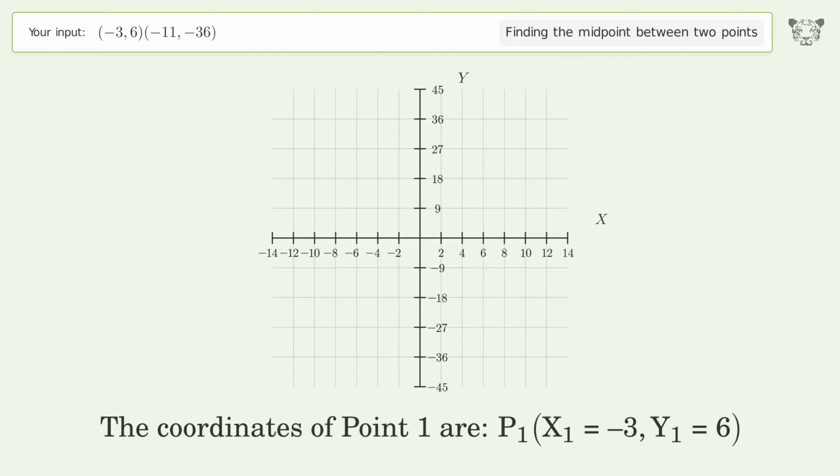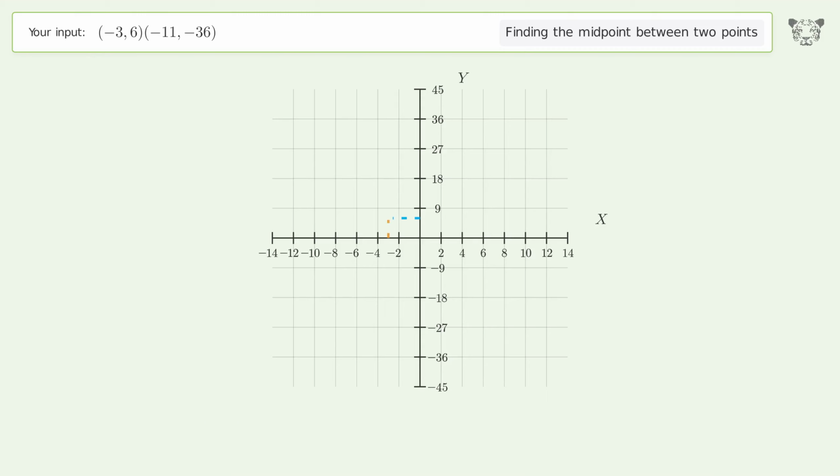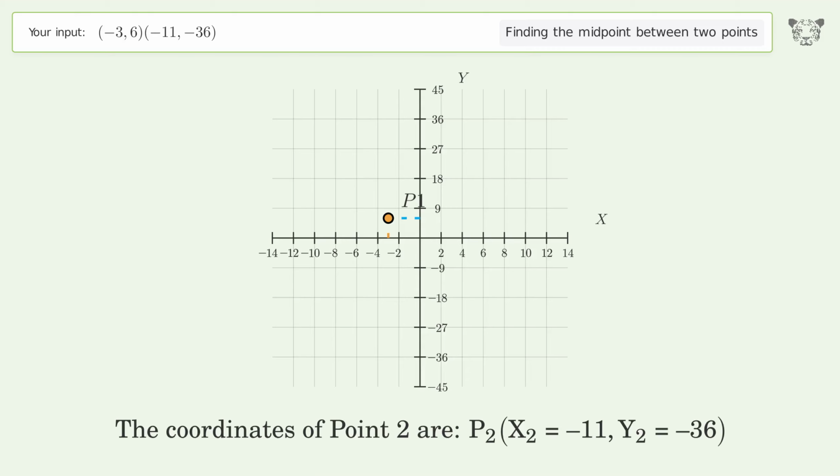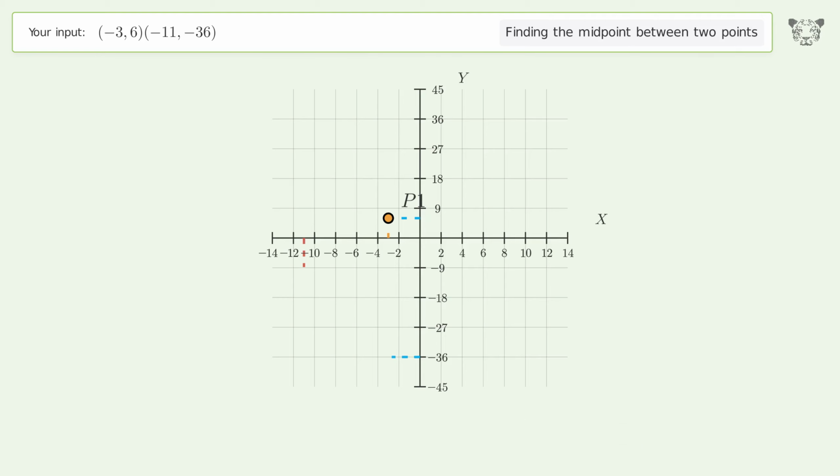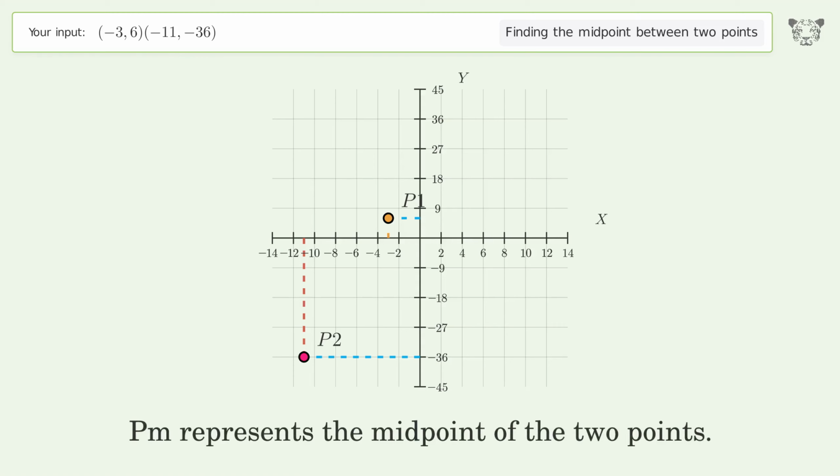The coordinates of point 1 are x1 equals -3, y1 equals 6. The coordinates of point 2 are x2 equals -11, y2 equals -36. PM represents the midpoint of the 2 points.